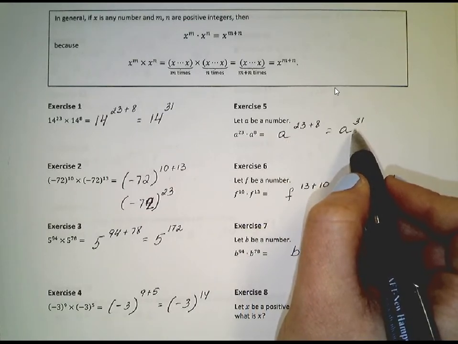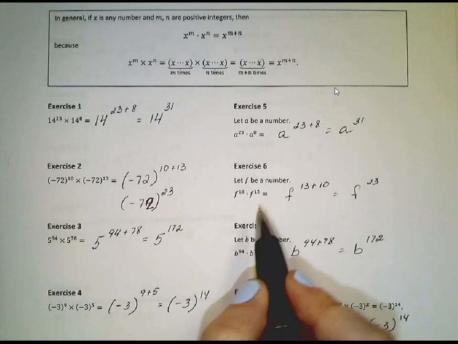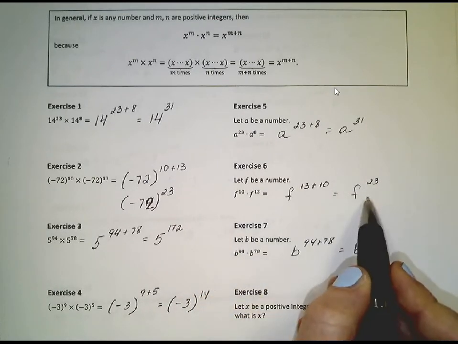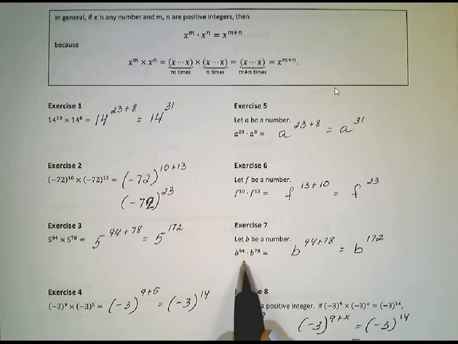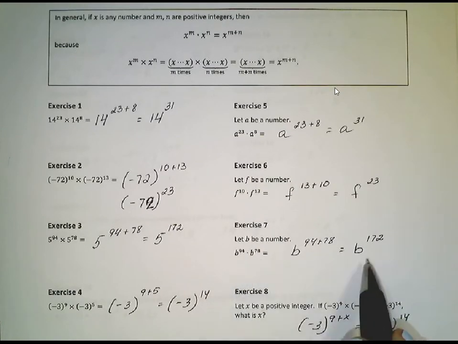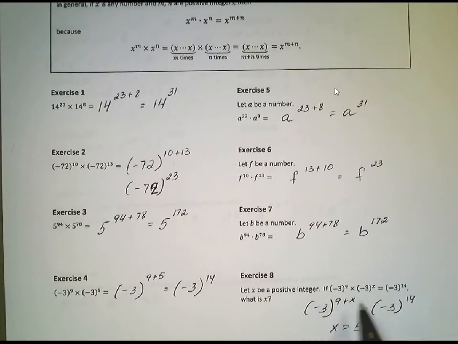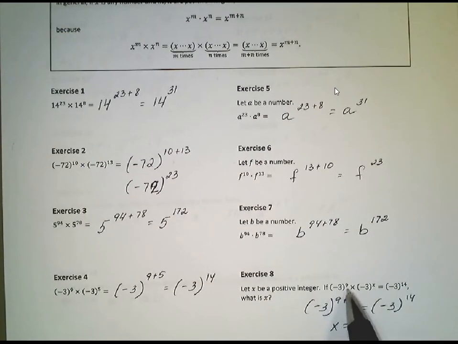Again, notice it only works when we have the same base. Next one, f to the 10th times f to the 13th is f to the 23rd. B to the 94th times b to the 78th is b to the 172nd. And last one, if x is a positive integer, then negative 3 to the 9th times negative 3 to the x is negative 3 to the 14th. So since I have to add 9 plus x to make 14, I know that x is 5 because 14 minus 9 is 5, right?